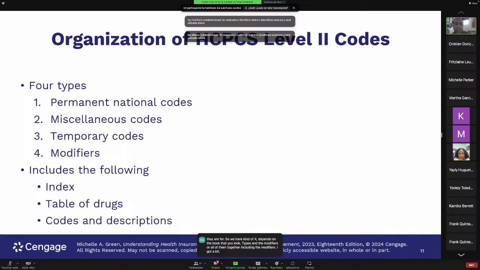There are going to be 4 types. Type number 1 will be permanent national codes. Number 2 will be miscellaneous codes, temporary codes, and modifiers. Again, we saw a few of them yesterday, how the codes were there, and it tells you when they started, if they are still in effect, and if they did go out of commission, when.